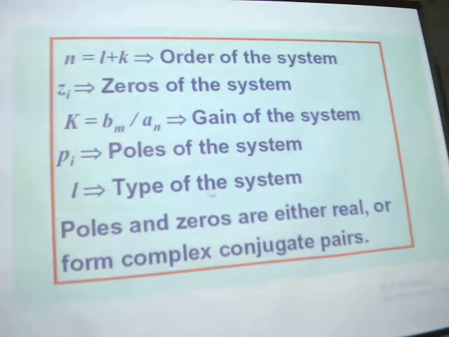Now, the type is no bigger than the order. That's to say L is not bigger than N. This is the type of the system, and this is the order of the system. We can say these poles and zeros are either real or form complex conjugate pairs.